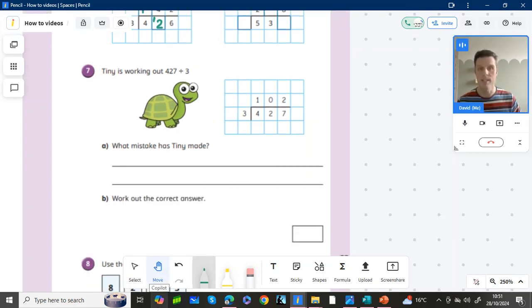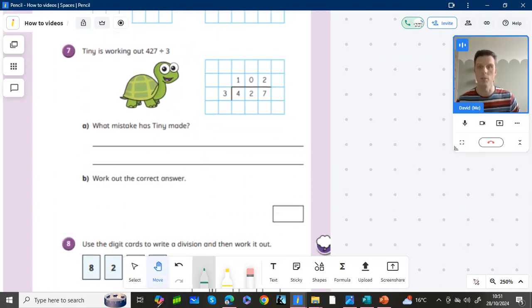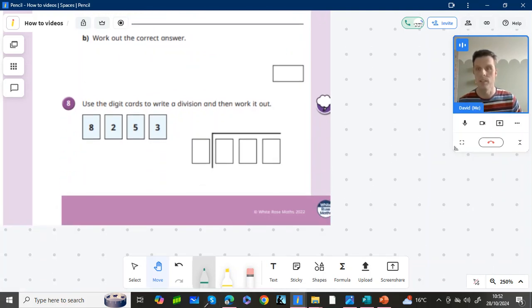Okay, question 7 now. Tiny, bless him, is trying to work out 427 divided by 3. Now we know that 3 is going to 4 once, which is brilliant. And he's put here 3 into 2 is 0. I think he's made a mistake. Have a look closely. Pause the video here to identify this mistake Tiny has made, and then write the correct answer underneath. Okay, and question 8. Use DigiCards to write your own division. So I'll leave you to have a go at that one. Pause the video here, and then we'll go through the answers.